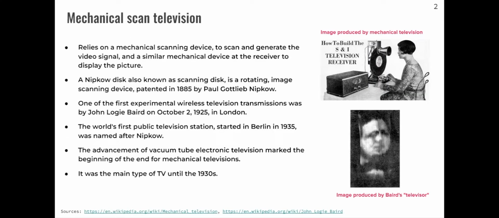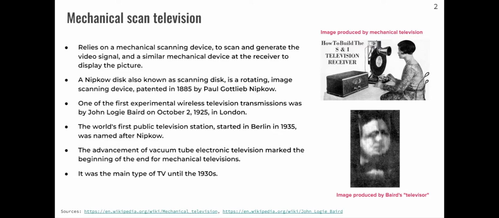So first is the mechanical scan television. Mechanical television, or the mechanical scan television, is a system that relies on a mechanical scanning device such as a rotating disc with holes in it to scan the scene and generate the video signal, and a similar mechanical device at the receiver to display the picture. So here in the picture on the right hand side, we can see there is a rotating disc, and the receiver can see the picture through a hole in a disc.